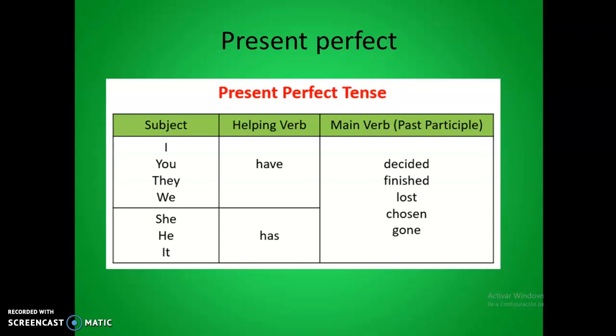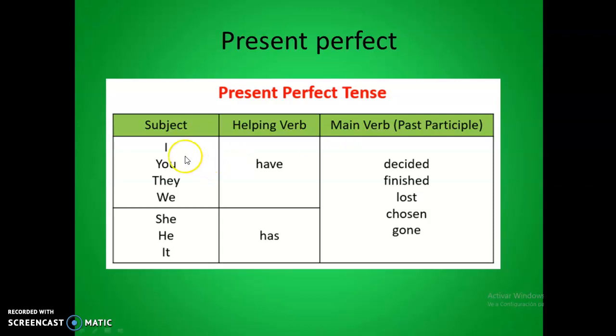Present perfect is related with a subject, I, you, they, we, she, he, it, and with a helping verb that is have, in third person has, and the main verb that is in past participle.